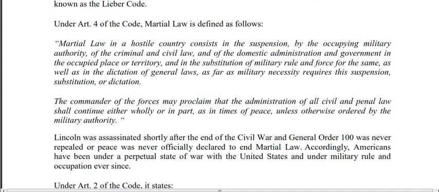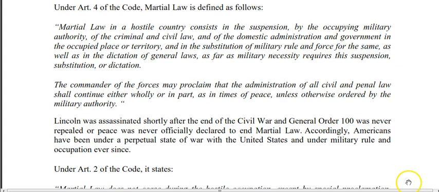Under Article 4 of the Lieber Code, martial law is defined as follows. Martial law in a hostile country consists in the suspension by the occupying military authority of the criminal and civil law and of the domestic administration and government in the occupied place or territory, and in the substitution of military rule and force for the same, as well as the dictation of general laws as far as military necessity requires the suspension, substitution, or dictation. The commander of the forces may proclaim that the administration of all civil and penal law shall continue either wholly or in part, as in times of peace, unless otherwise ordered by the military authority.